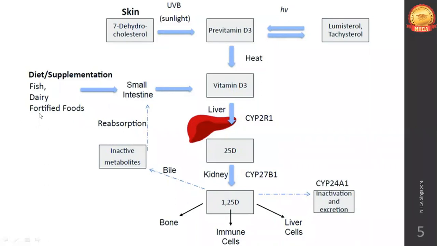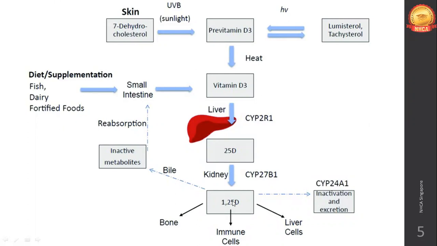If it is a fortified food, supplementation, or vegetarian food, the small intestine has to convert it into vitamin D3, and then it will go into the liver. From the liver, you can see 25D, the 25th carbon atom will get a hydroxyl group. Again, when it goes to the kidney, it will add one more hydroxyl group, so 1,25 dihydroxy vitamin D3.